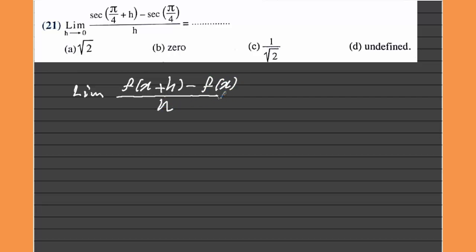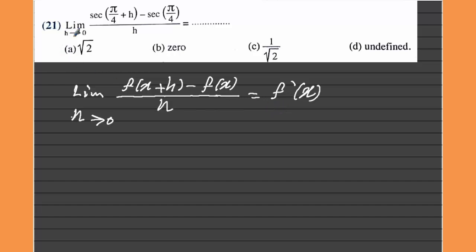Question 21. Remember that to solve this, you must remember this rule. Limit of f of x plus h minus f of x over h when h tends to 0 equals f dash of x, for any function f of x.